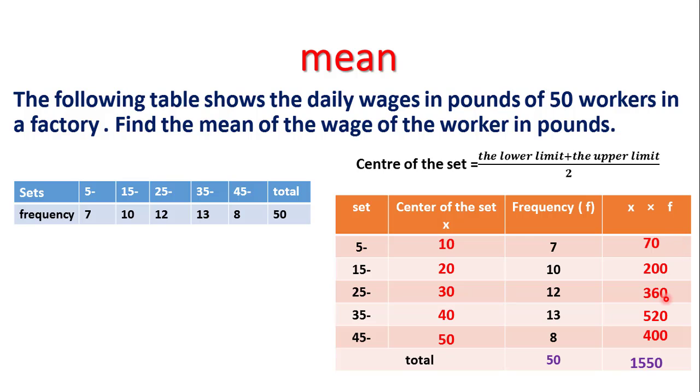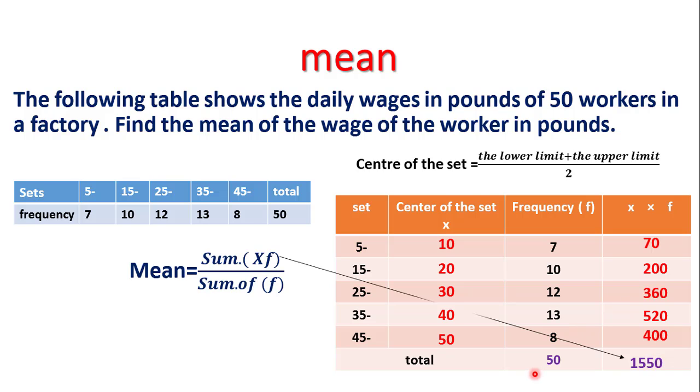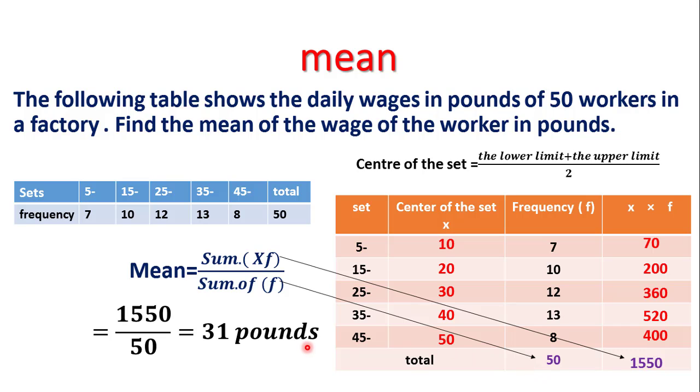Now I'll use the second rule to get the mean. It will be the summation of XF over the summation of F. This is the summation of XF and this is the summation of F. So I'll divide 1550 over 50, and it will be 31 pounds. This is the mean, so the mean is 31 pounds.